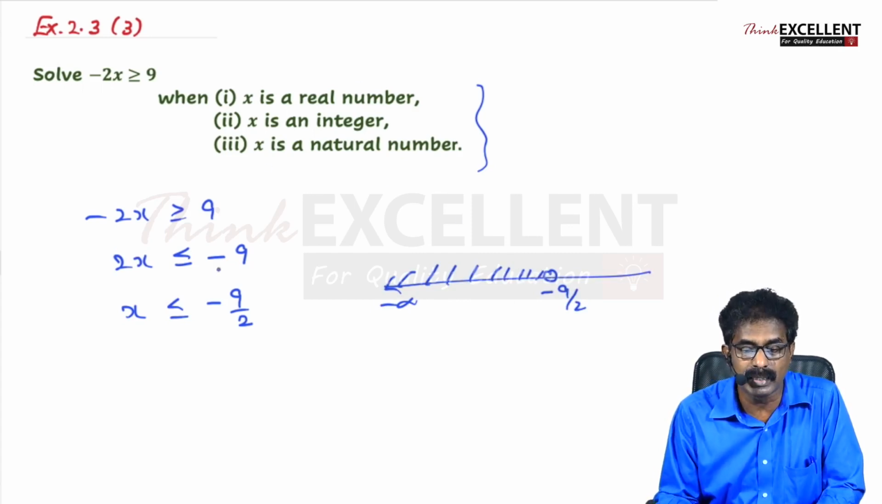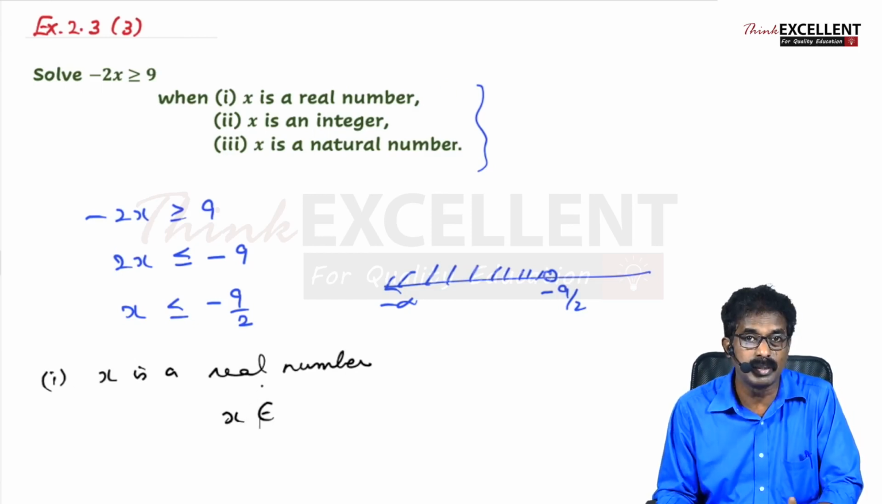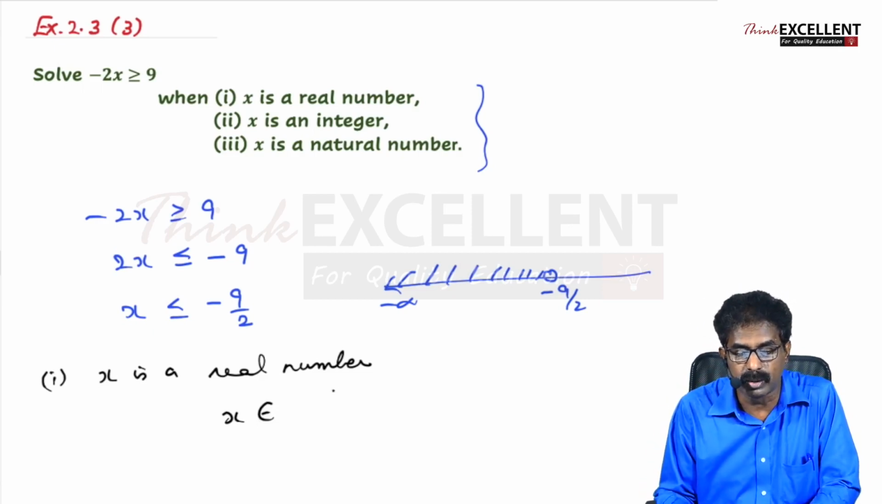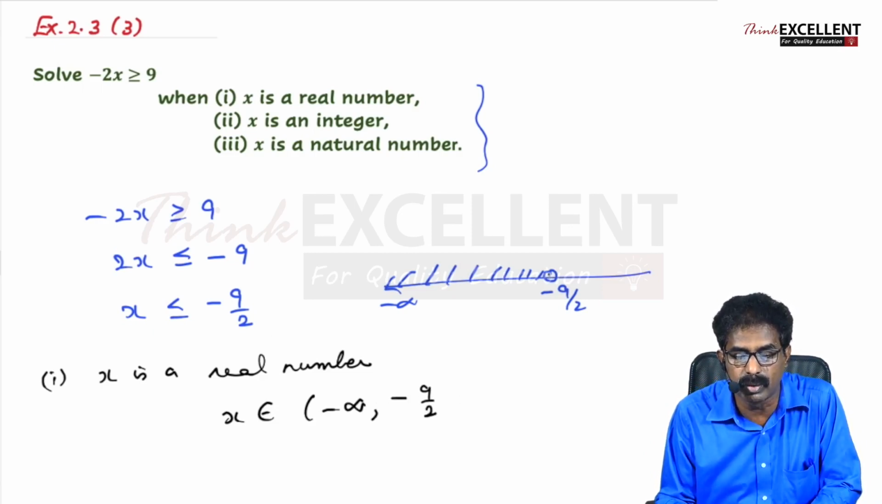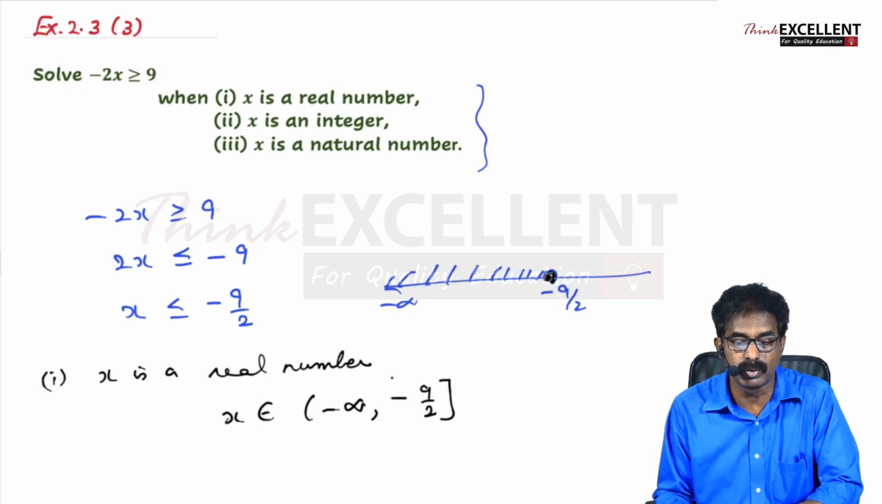So the first part is x is a real number. So your answer is x belongs to... you can't write one by one, right? Real numbers are the union of rational and irrational numbers. So you can write it as an interval: minus infinity, comma, minus 9 by 2. But here it is less than or equal to, so minus 9 by 2 is also included. So be very careful in that one. It is also included, so you have to use a closed interval, okay?